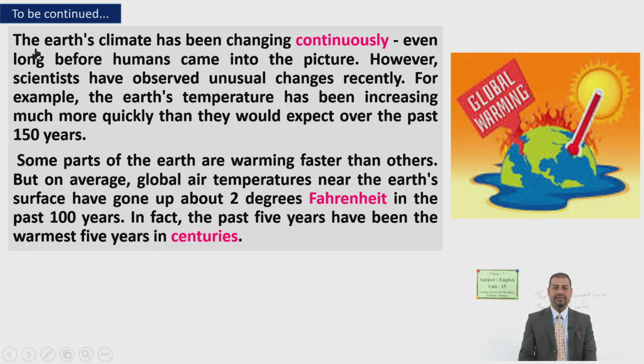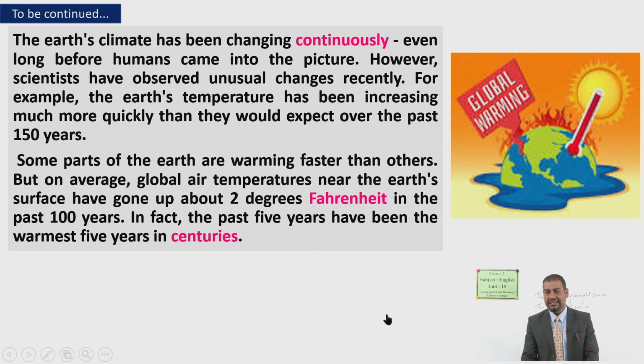See, all of you read with me. The Earth's climate has been changing continuously, even long before humans came into the picture. However, scientists have observed unusual changes recently. For example, the Earth's temperature has been increasing much more quickly than they would expect over the past 150 years. Some parts of the Earth are warming faster than others, but on average, global air temperatures near the Earth's surface have gone up about 2 degrees Fahrenheit in the past 100 years. In fact, the past 5 years have been the warmest 5 years in centuries. So you can see the picture of global warming.